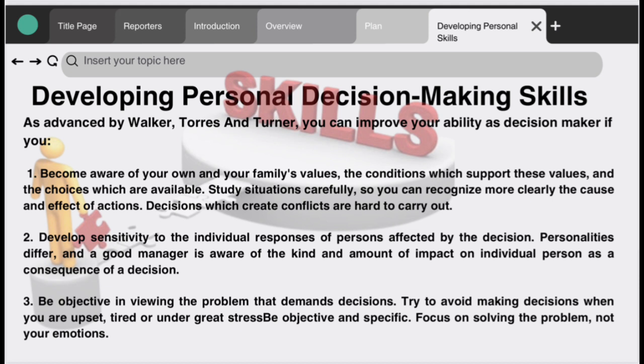Try to avoid making decisions when you are upset, tired, or under great stress. Be objective and specific. Focus on solving the problem, not your emotions. Being rational is the option here. Avoid making decisions when you are upset, because we make decisions that we didn't think about when we are upset or tired. We decide based on our emotion, which is not good because it can lead us to a problem.